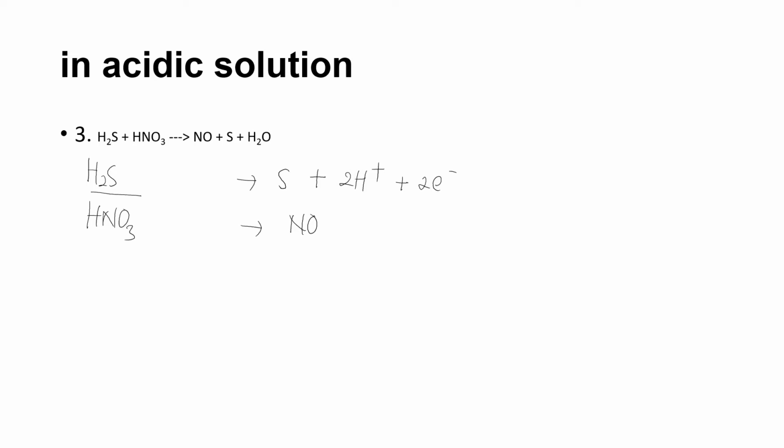For this second part, HNO3, there are 3 oxygen. In here you have only 1. So you need to add on the right hand side 2 H2O because we need 2 oxygen. After that, the hydrogen on the right is 4, on the left only 1. So we need to add 3 H plus.